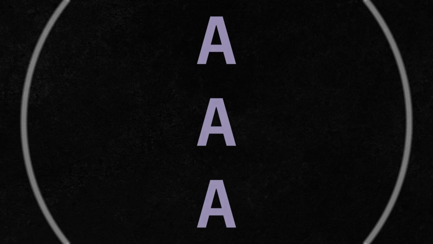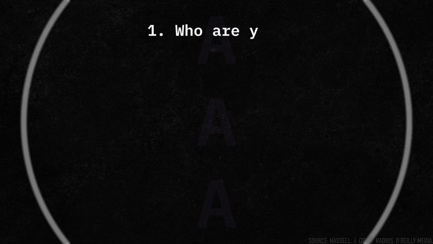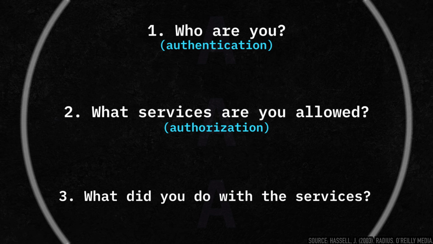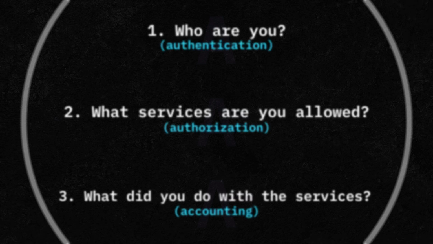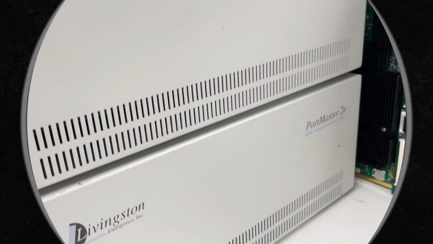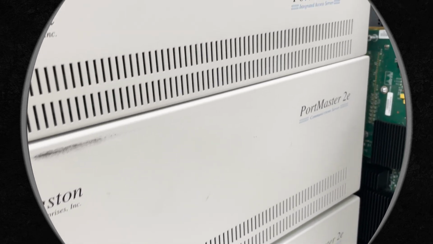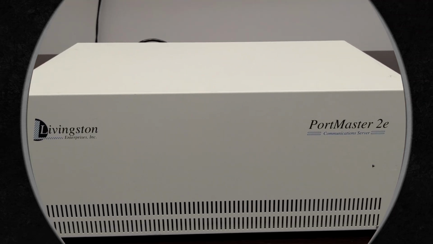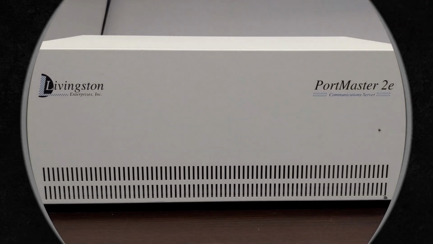The idea of RADIUS was to centralize authentication, authorization, and accounting for users, or in other words, help infrastructure answer three questions. Who are you, which is the authentication piece? What services am I allowed to give you, which is authorization? And what did you do with my services while you were using them, which is the accounting part. When an ISP expanded to more than one terminal server, they would have to figure out a way to synchronize AAA data, like username and password values, time spent logged in, and so on, between the terminal servers.